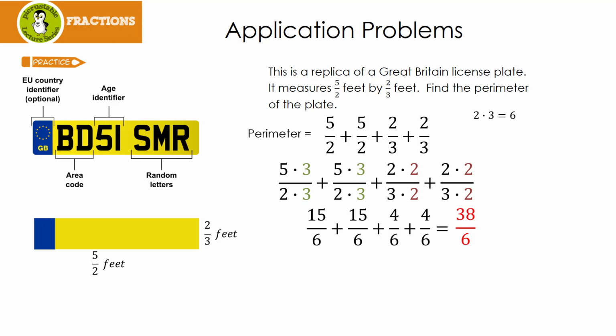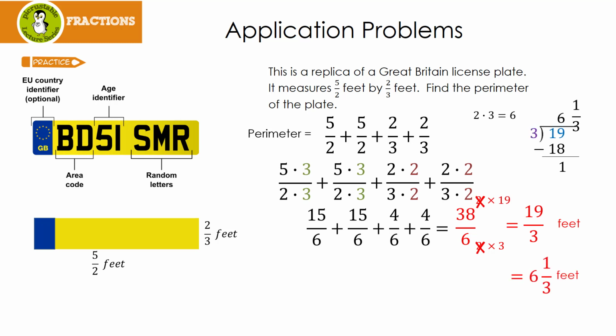Remember, we always have to reduce. Since these are both even numbers, I know that 2 goes into both of them. I'm going to cancel out the common factor, and I end up with 19/3 feet. But we usually don't say that, right? I mean, we wouldn't go to Home Depot and say, I need 19/3 feet of... That doesn't make sense. So we're going to change this to a mixed number. We're going to divide, and we end up with 6 1/3 feet. Now when you go into Home Depot and you say, I need 6 1/3 feet, they're going to totally understand what you're saying.